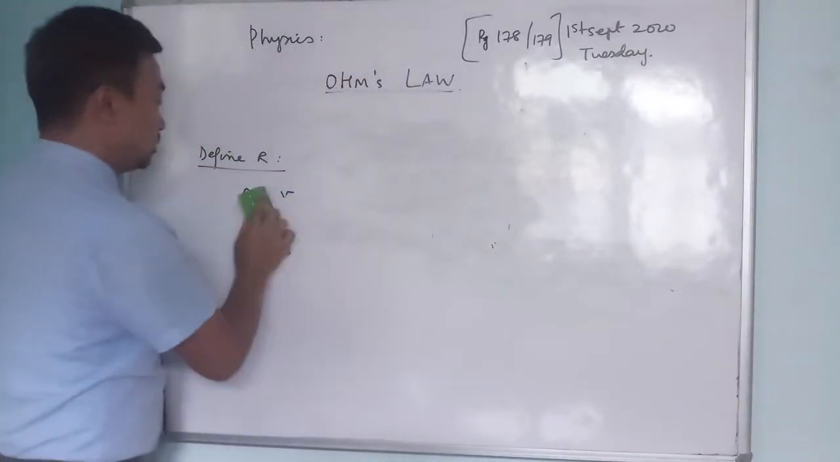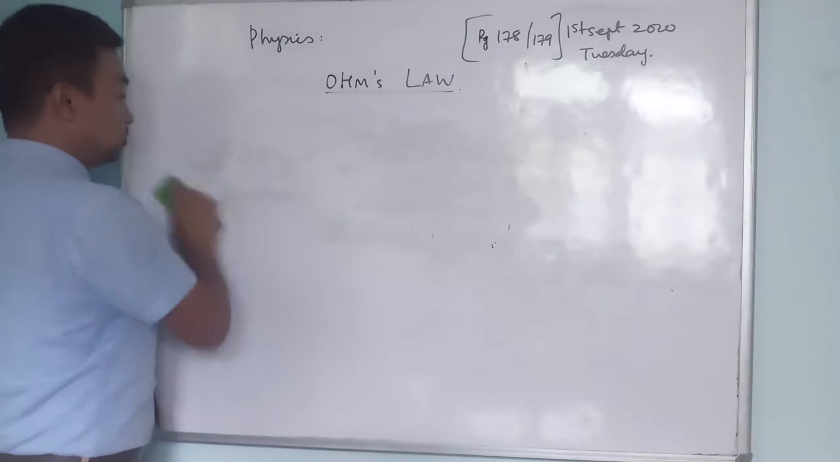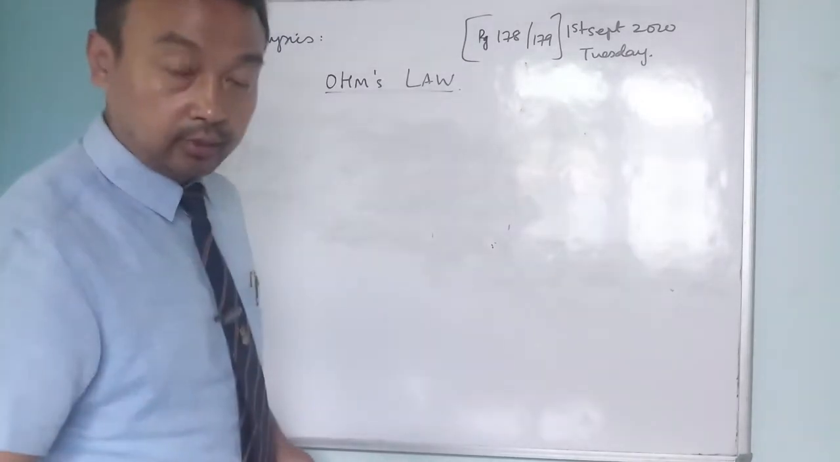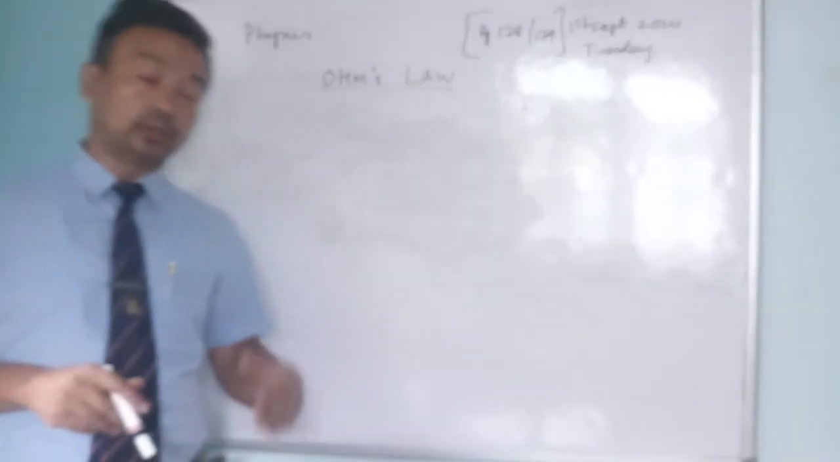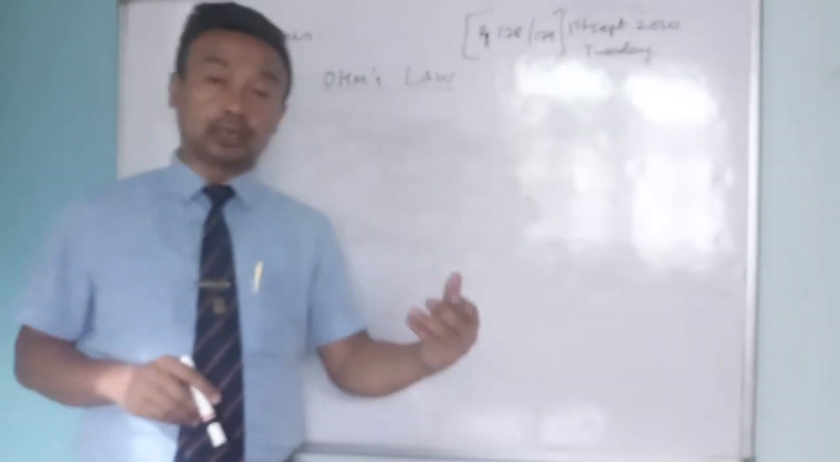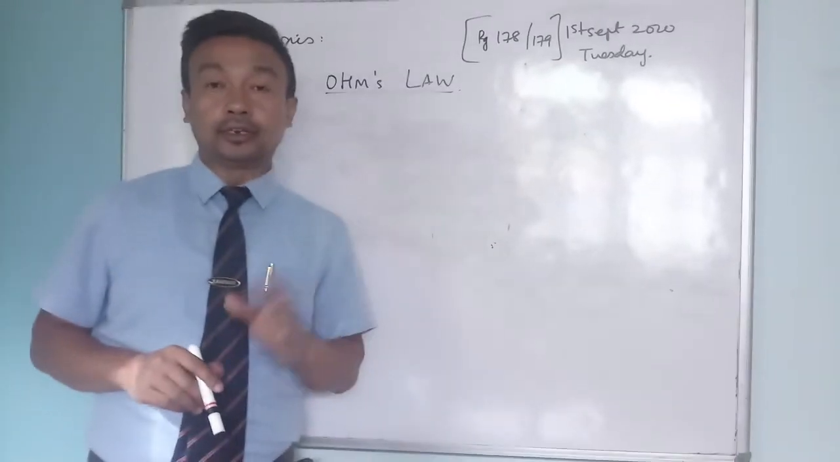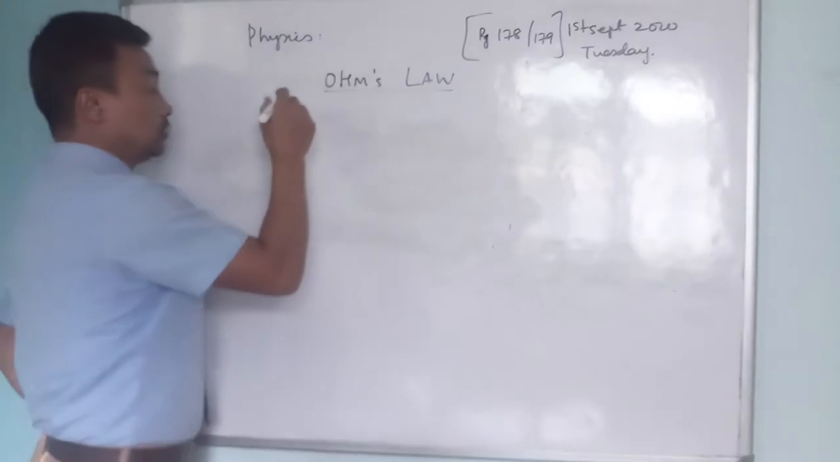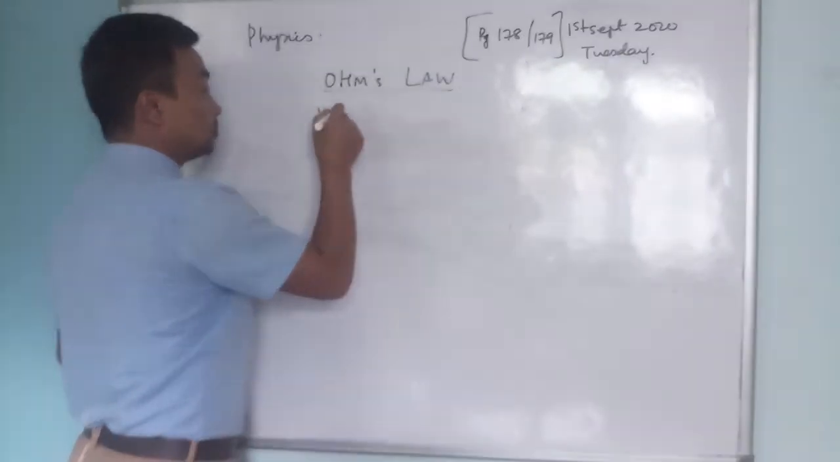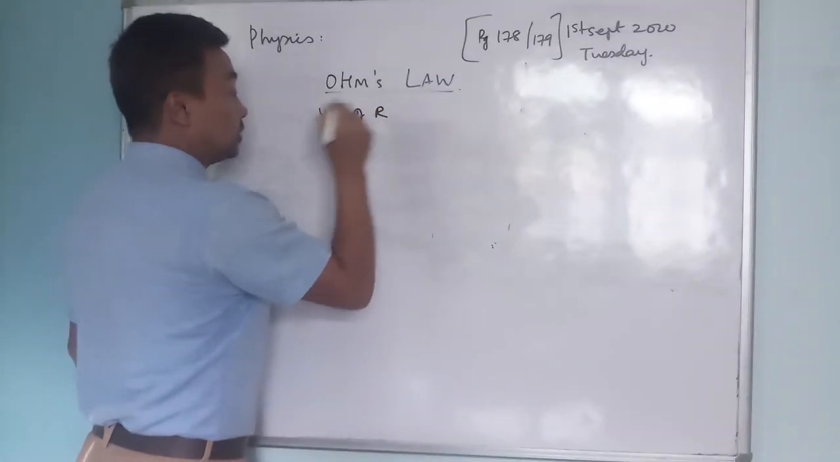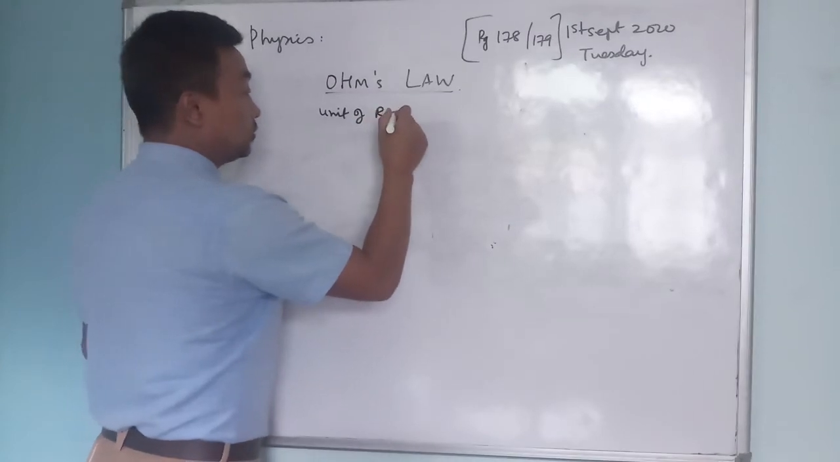Now, since resistance is also a measurable quantity, like the current, the potential difference and the charge, all these quantities have a unit. Likewise, resistance also has a unit. So let us write down the unit of resistance.